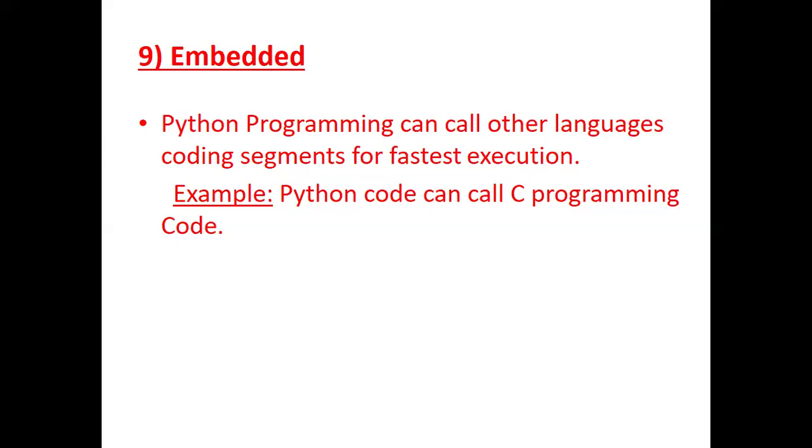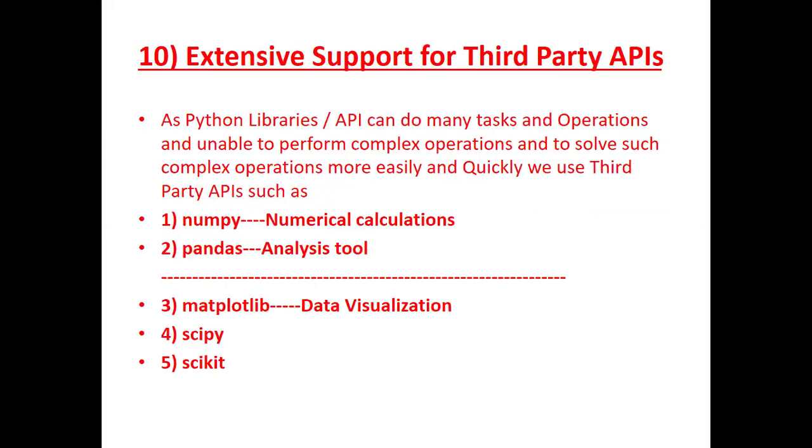Next is extensive support for third-party APIs. Now, what does that mean? The Python libraries, or APIs, can do many tasks and operations, but still it is unable to solve some complex operations, right? If I want to go ahead with an analysis tool, otherwise we'd be going through an Excel sheet and maintaining the data. But with the help of NumPy, it solves numerical calculations quickly. Pandas works as its analysis tool. Matplotlib works as its data visualization. So it also supports third-party APIs.